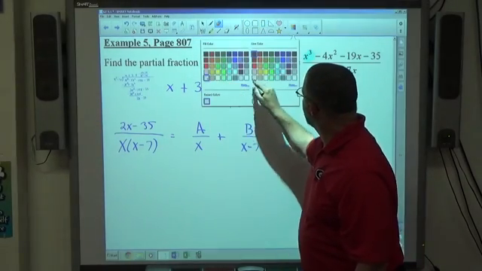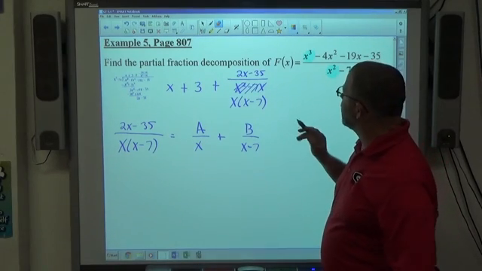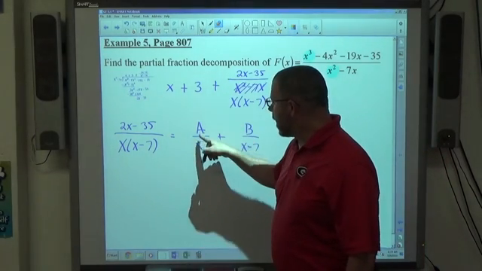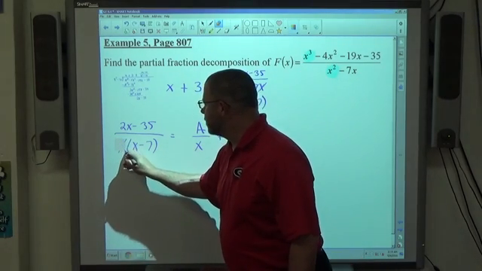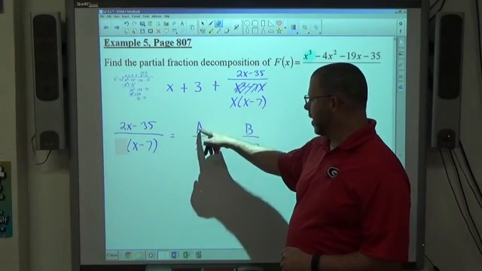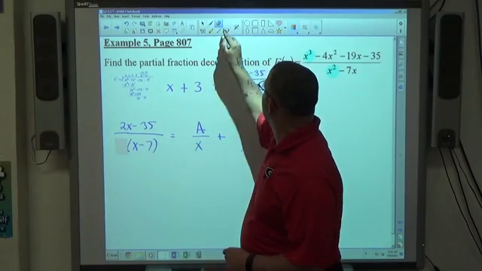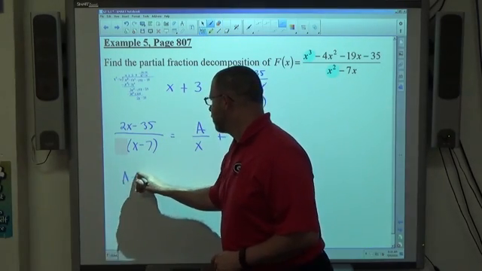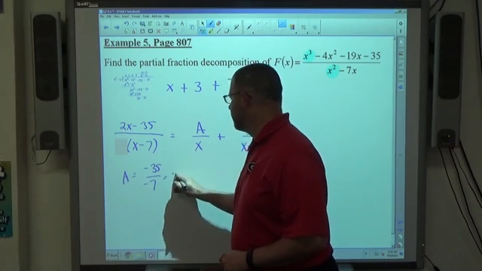I'm going to use this color here so we can see what we're covering up. Heaviside cover-up method as a reminder from yesterday. I want to figure out what A is. A is over x. So I'm going to cover up x. I'm going to say x equals 0 makes A divided by 0. So I'm going to change all these x's into zeros. That'll tell me what A equals. So A is going to equal 0 minus 35 over 0 minus 7, which is positive 5.